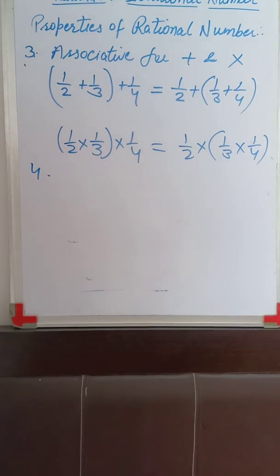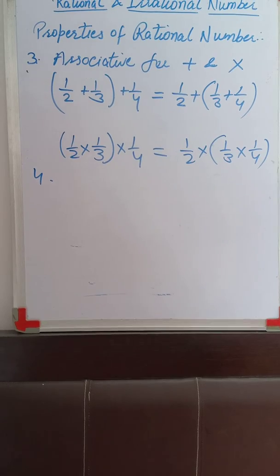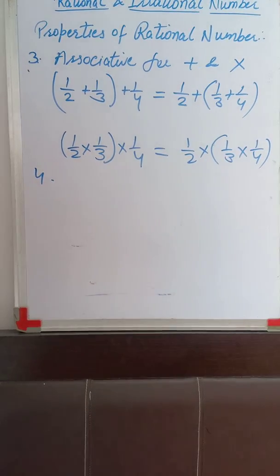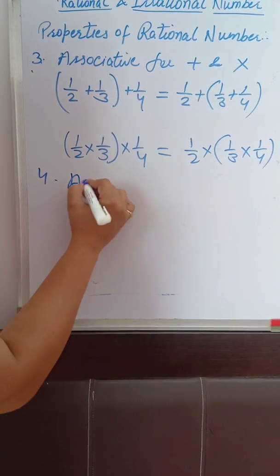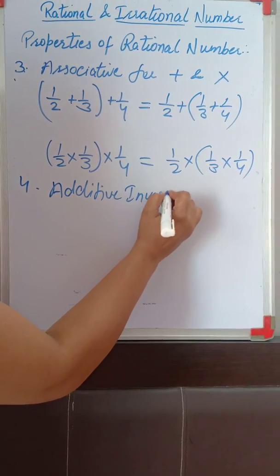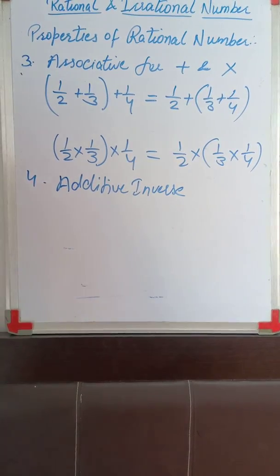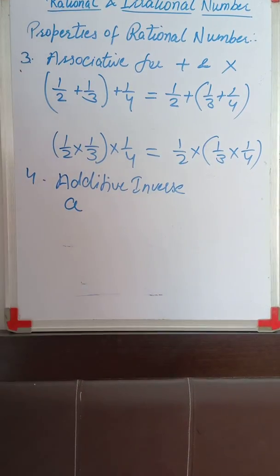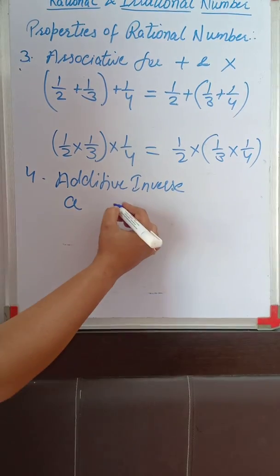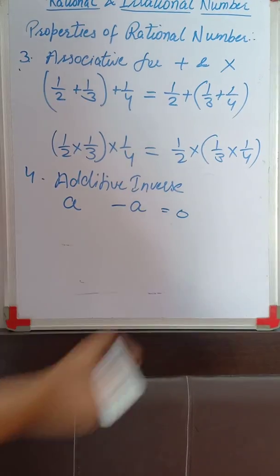Our next property is what? For every rational number, there exists a rational number which is its additive inverse. So I am saying the next property is having an additive inverse. That means if a number A is there, then it always has an additive inverse, that is minus A, such that when we add both the numbers, you will always get 0, right?